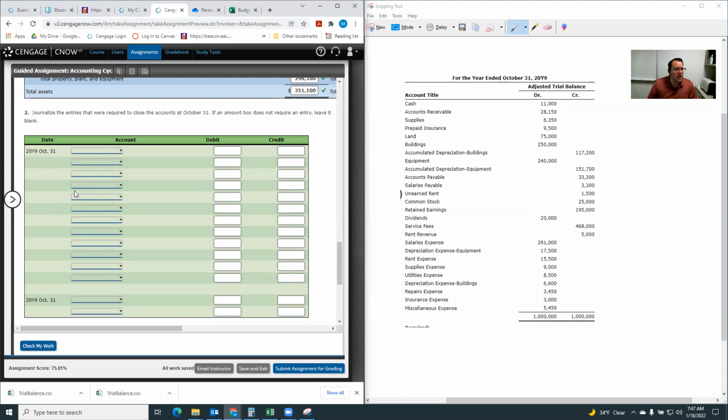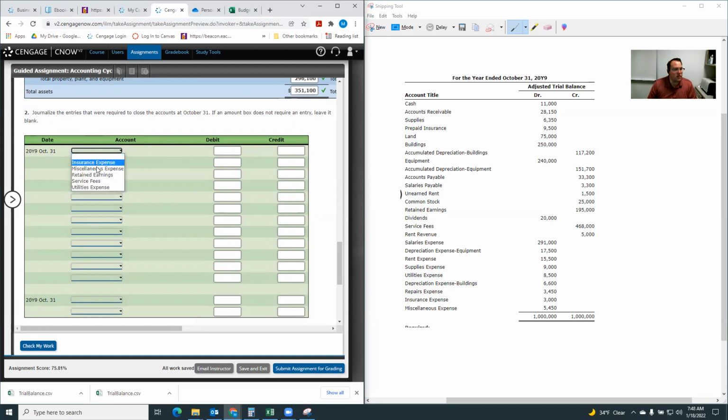So we're going to journalize the entries that were required to close the accounts. Okay. So remember, when we close accounts, what we're doing is we are taking all of our temporary accounts, which are our revenues, our expenses, and our dividends, and we are closing them out to a permanent account, ultimately to what's called retained earnings. So that's the process. So all we're going to do is we'll start with our revenues.